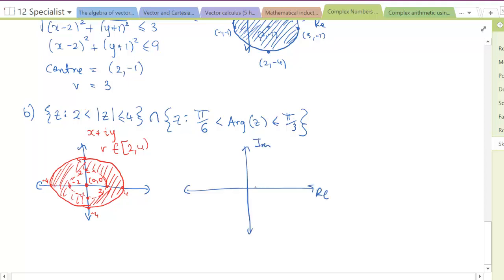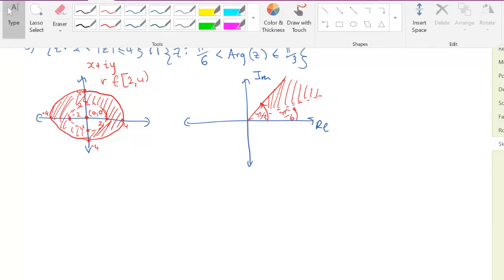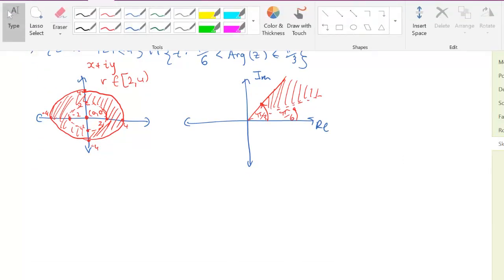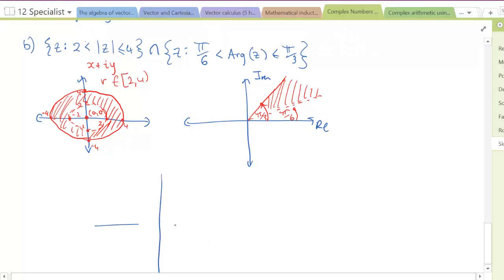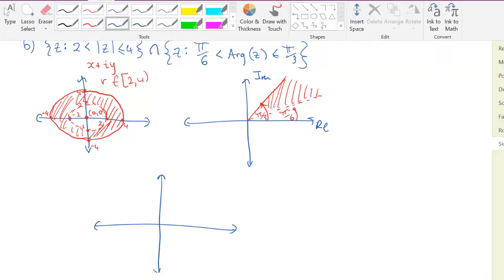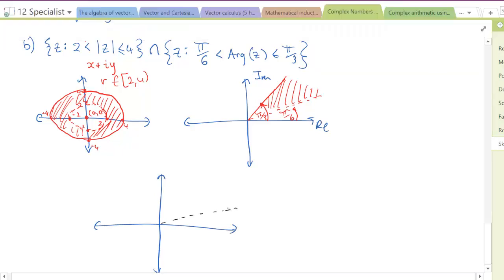When we look at the second condition, it means we're looking at not including pi on 6 up to including pi on 3. So we're looking at this space here. Now, if we overlap both of those, we end up with our subset involving both of the conditions. So it means that we have an argument between pi on 6 and pi on 3.